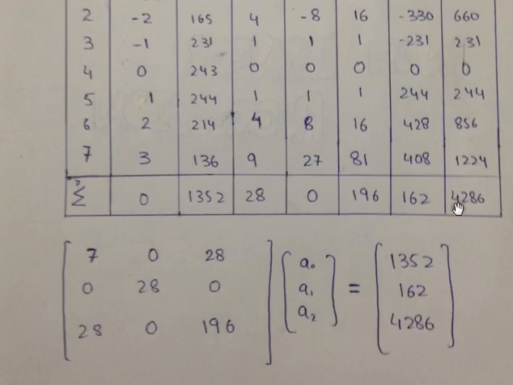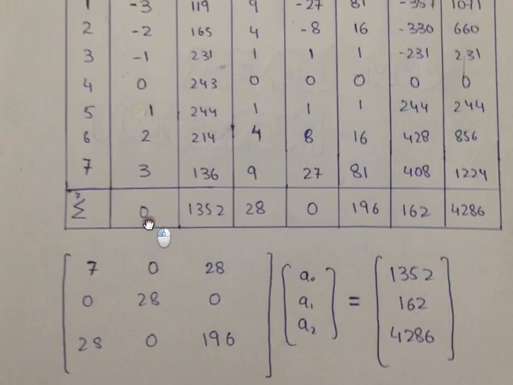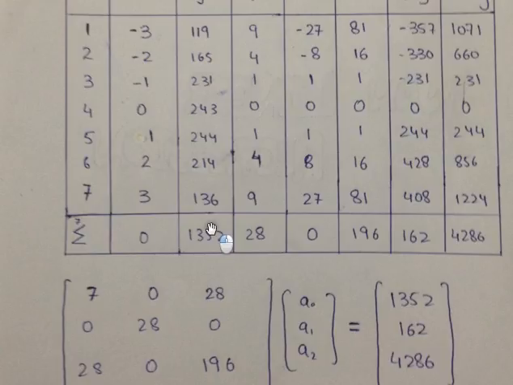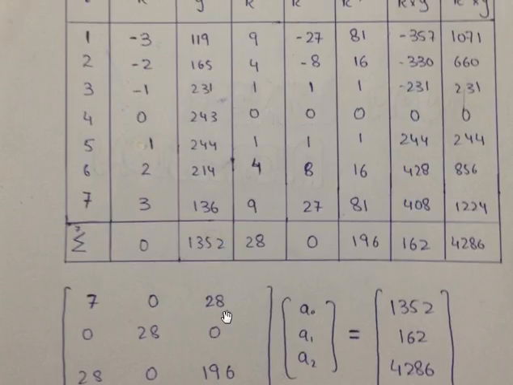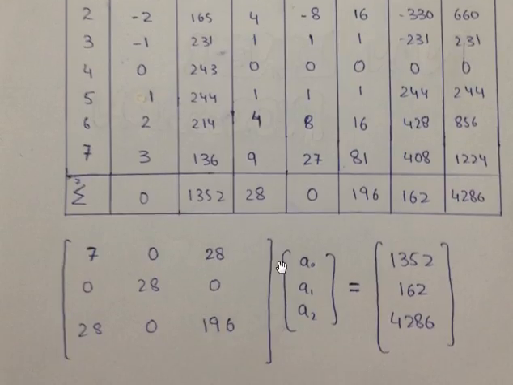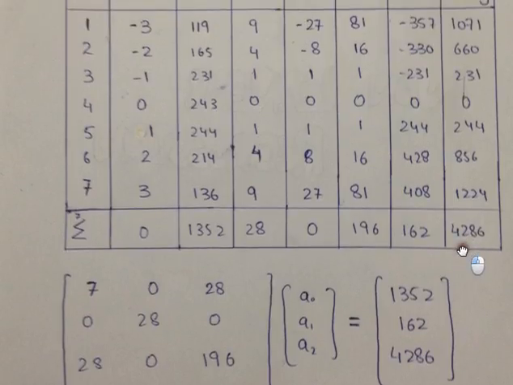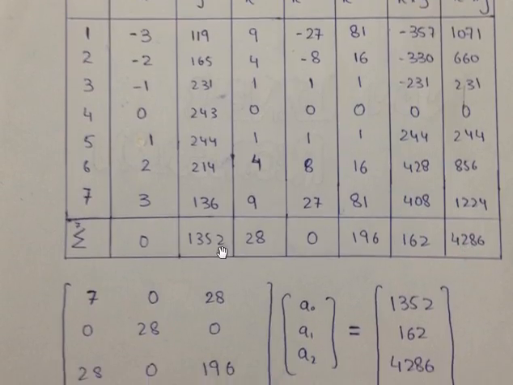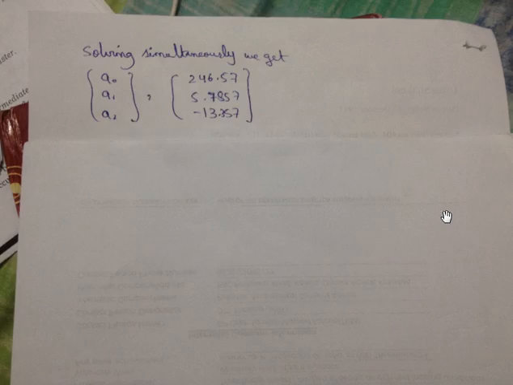We can see that n is the total number of items, while sigma k is equal to 0. The whole thing is done like this. These are the summations of sigma y, sigma ky, and sigma k square y. Then we will solve the whole thing simultaneously to get the values of a0, a1, and a2.